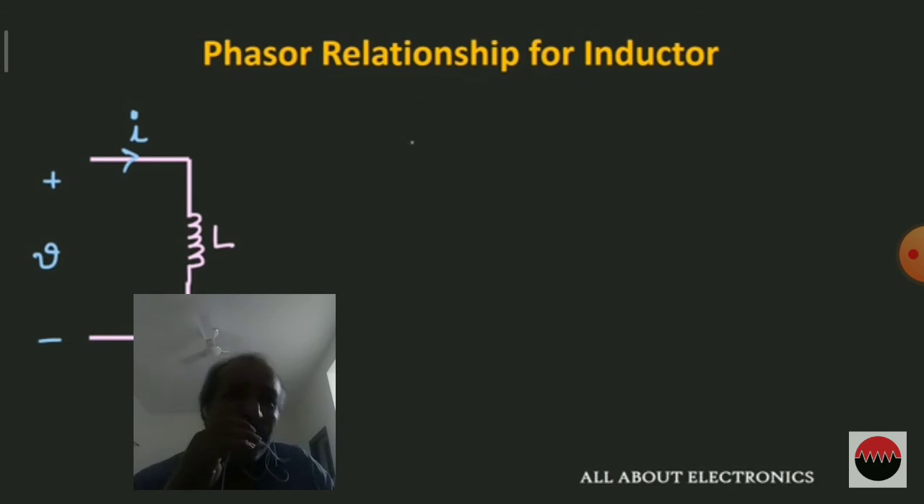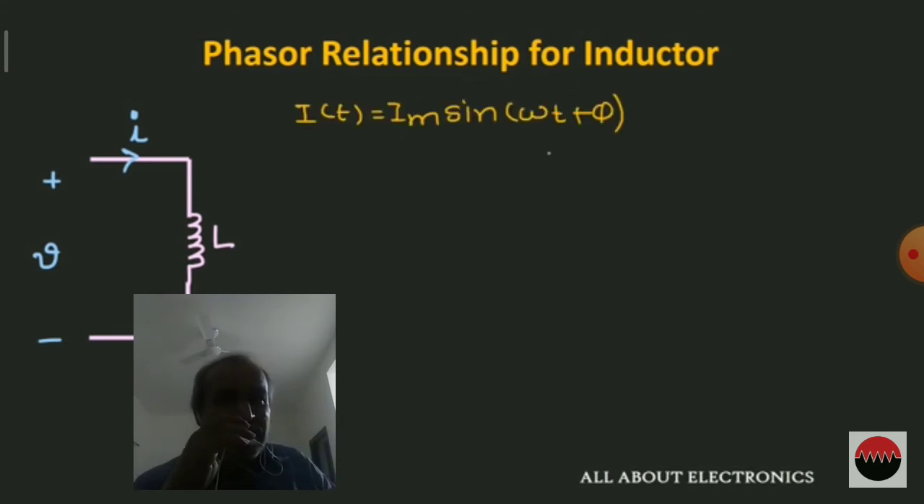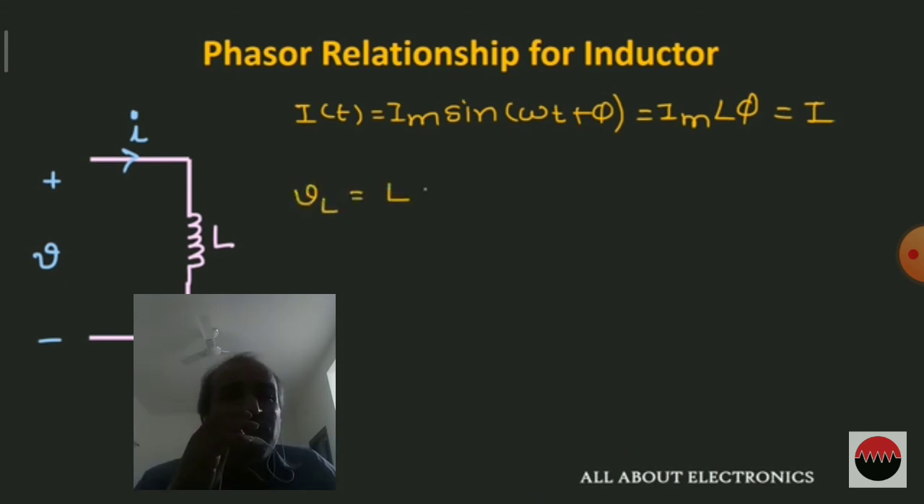In the case of an inductor, when current i is passing through the inductor, it can be written as i(t) = Im sin(ωt + φ). This is the instantaneous current. Next, what is the instantaneous voltage? The current can be simplified as Im ∠φ, that is equal to I.